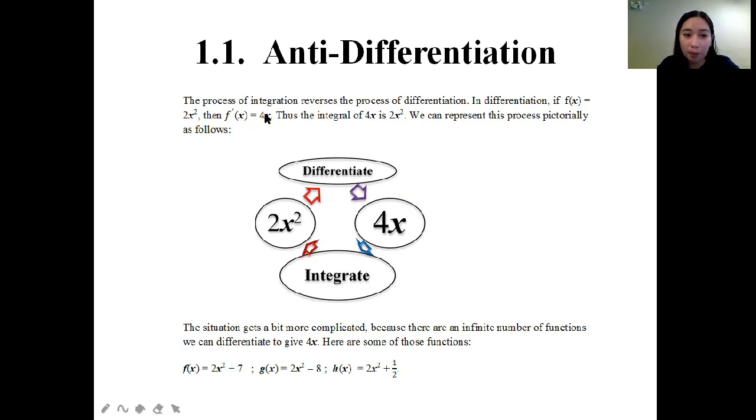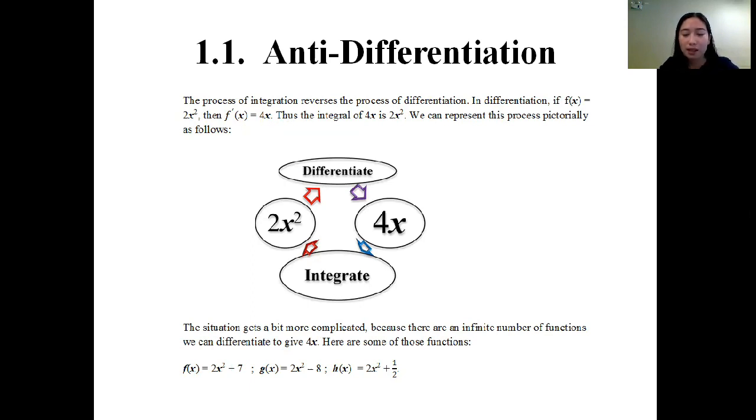The answer is 4x. So that's the integral of 4x. We said earlier that the integral is the opposite or the reverse process. So therefore, we can say that the integral of 4x is 2x squared. But this is just a representation, since there is a trick here. This is just the basic way of understanding it.